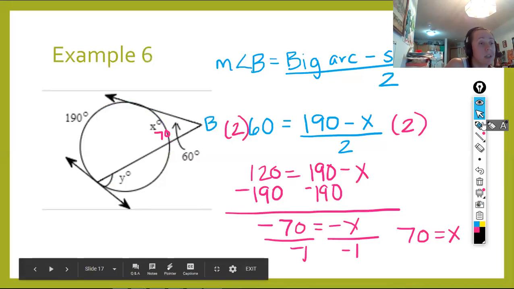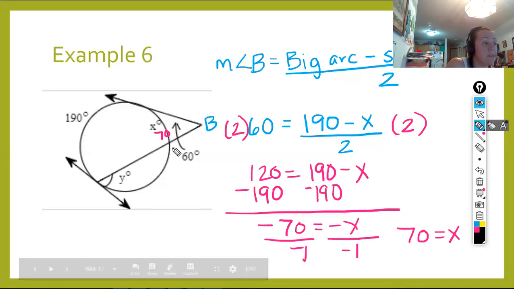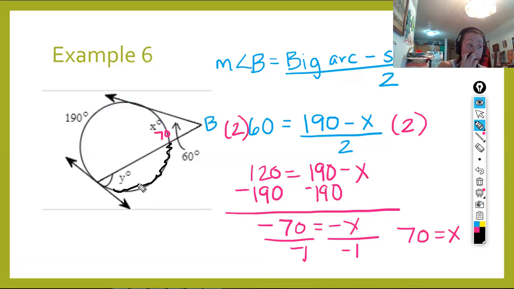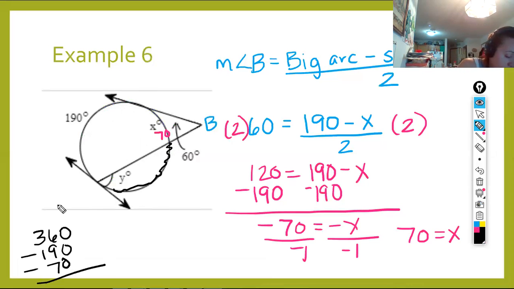So we need to figure out this arc measure right there. And we already know that this part is 190 and this part is 70. So if I wanted to figure out that missing part, I would just go 360 minus 190 minus 70. So that leaves me with 100. So this arc is 100.